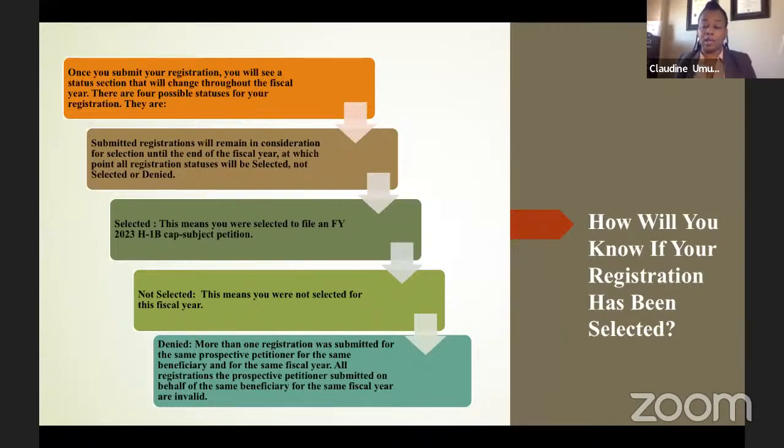As we discussed before, a company registers as a company, and then they include the potential employee. A company can want to hire more than one H-1B worker. So each employee or potential employee is going to be registered, and the employer must pay a $10 fee per registrant.